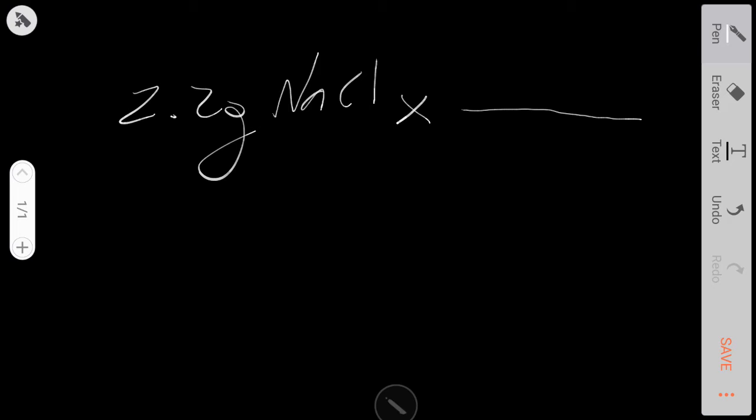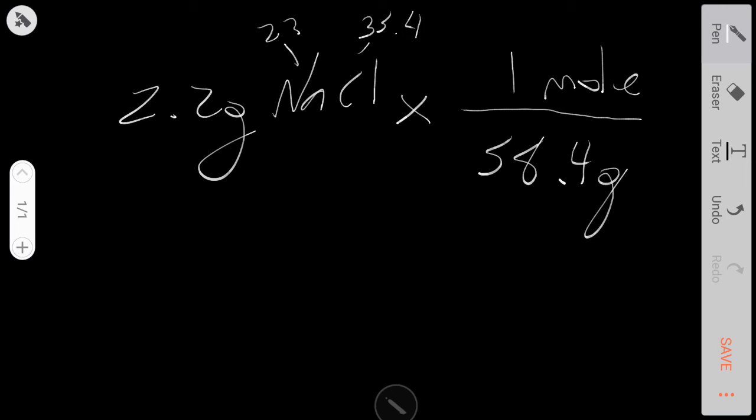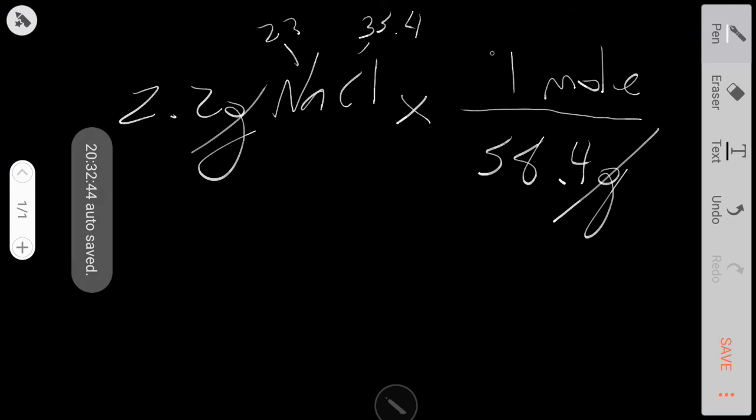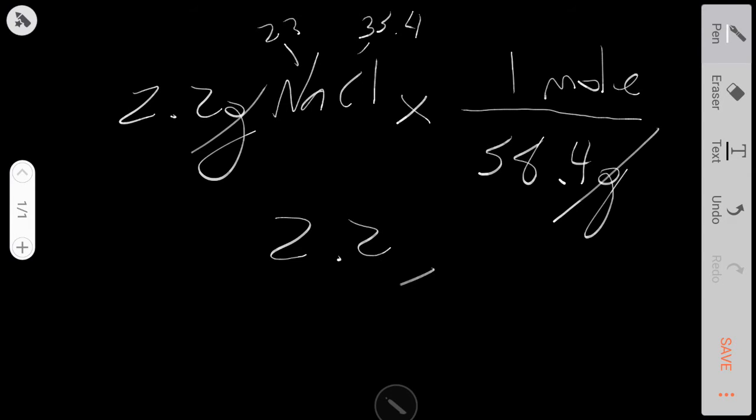So we multiply it by its molar mass. Na is 23, Cl is 35.4. Add those together, you'll get 58.4. So in 1 mole, I have 58.4 grams. Right? Grams are going to cancel out. The 2.2 is on top, 58.4 is on bottom. You're going to multiply across, so 2.2 times 1. Right? So you'll have 2.2 divided by 58.4, and that should give you a certain number of moles.